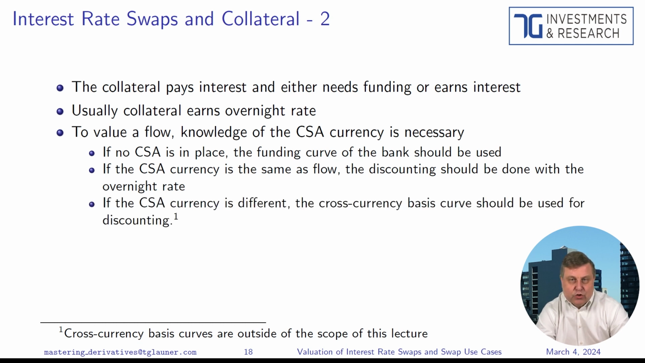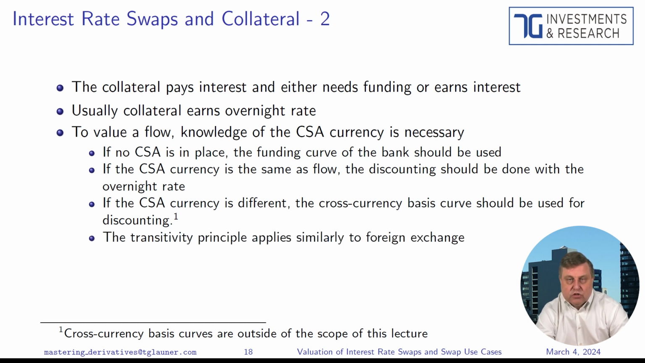If your CSA currency differs from that of your flow, for example having a euro denominated swap with USD collateral, you need to use what is known as a cross-currency basis curve for discounting purposes. We haven't covered this extensively yet, but may explore it further in an advanced session or deep dive course since it's quite complex. For now, you should be aware that there is a cross-currency basis curve and beware of this terminology.